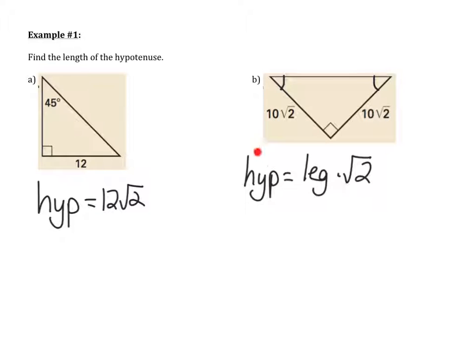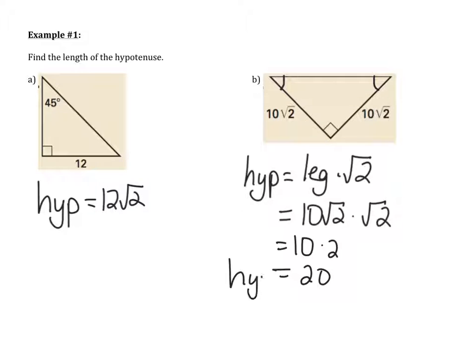It helps to write out that formula from the previous slide as you work through these. So the hypotenuse would be equal to the leg, which is 10 square root of 2, times the square root of 2. So we're going to multiply things that are alike. The square root of 2 times the square root of 2 is 2. So then the hypotenuse would be 20. Again, writing out the formula first helps you wrap your mind around what exactly you need to do and what you have and what you need to find out. So again, I encourage you to write out the formulas as you work through these.